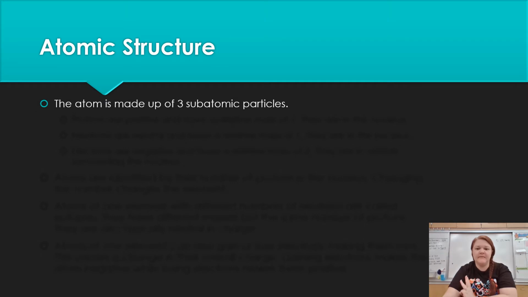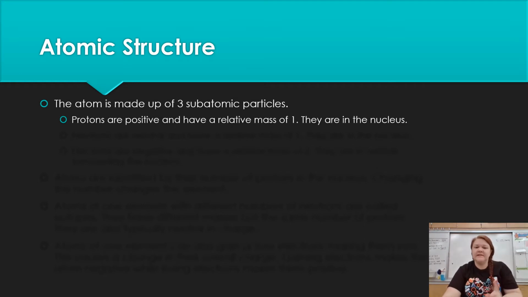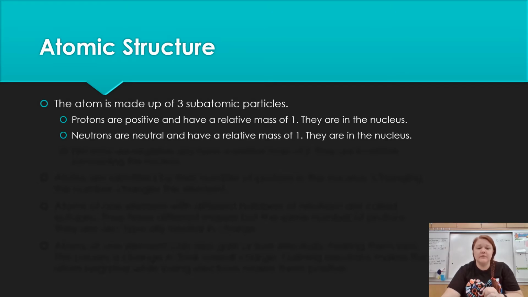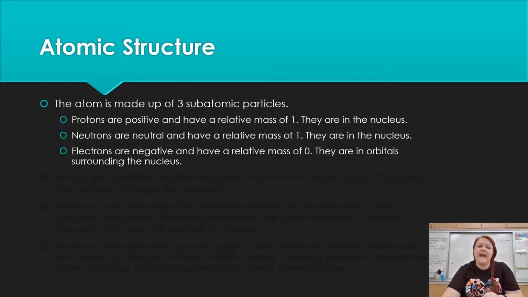An atom is made of 3 subatomic particles, so particles that are below the level of the atom or make up the atom. We have protons that are positive and have a relative mass of 1. They're in the nucleus. Neutrons are neutral and have a relative mass of 1 and are in the nucleus. And electrons are negative and have a relative mass of 0, and they're in orbitals surrounding the nucleus. So we have our protons and neutrons in the middle. That's where most of our mass lives. And then the electrons are in the orbitals, SPDF, outside the nucleus.